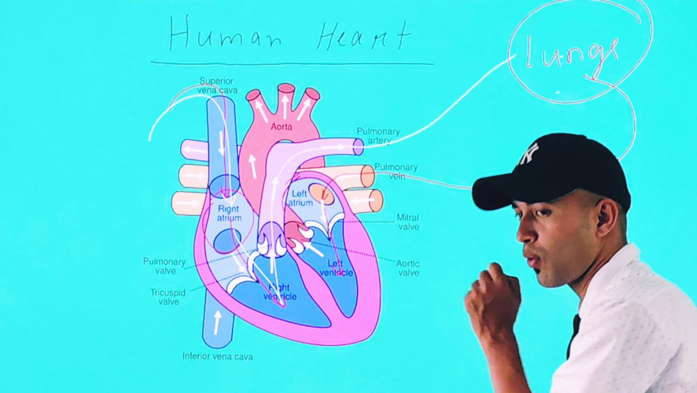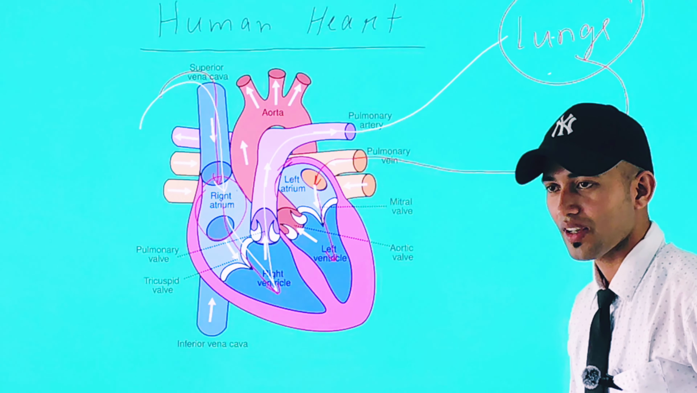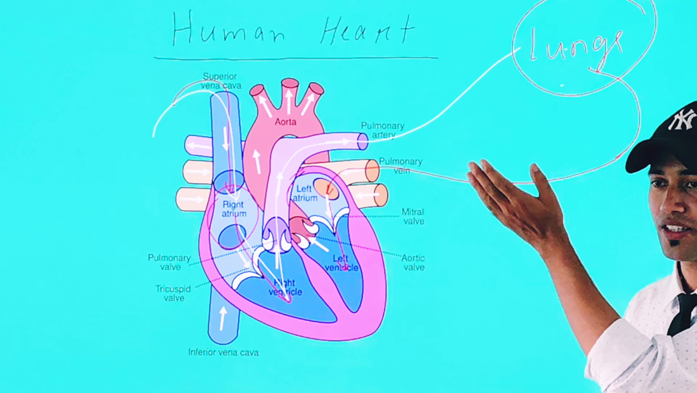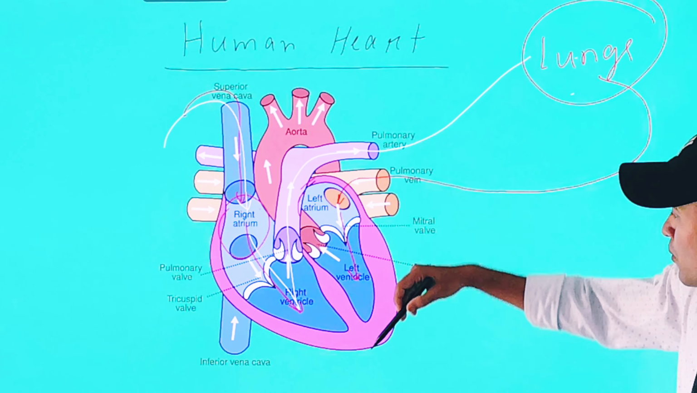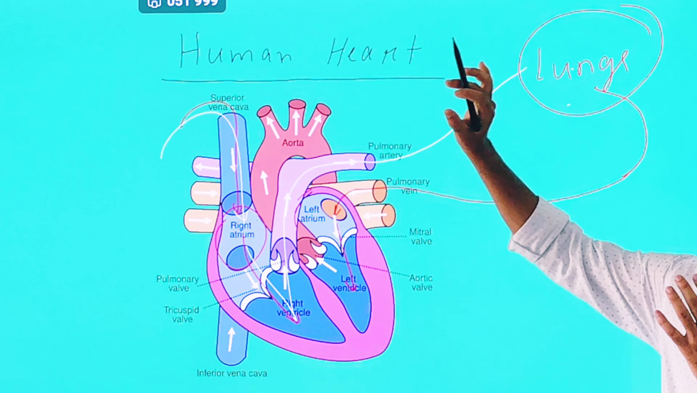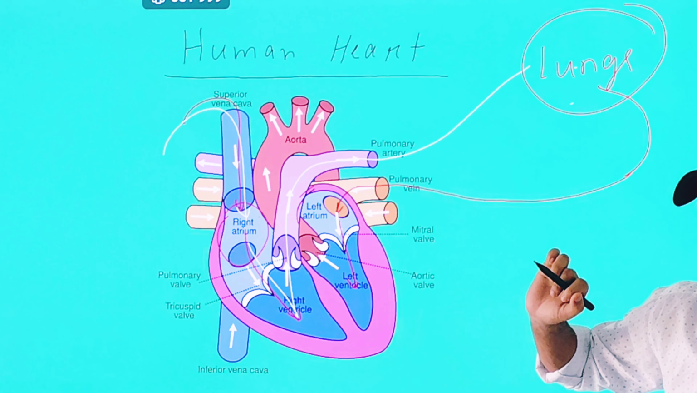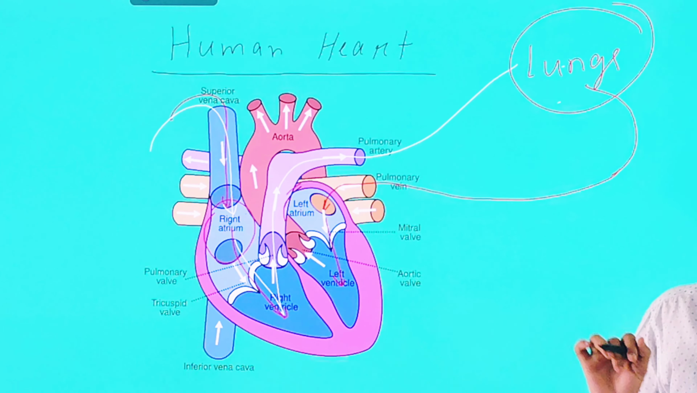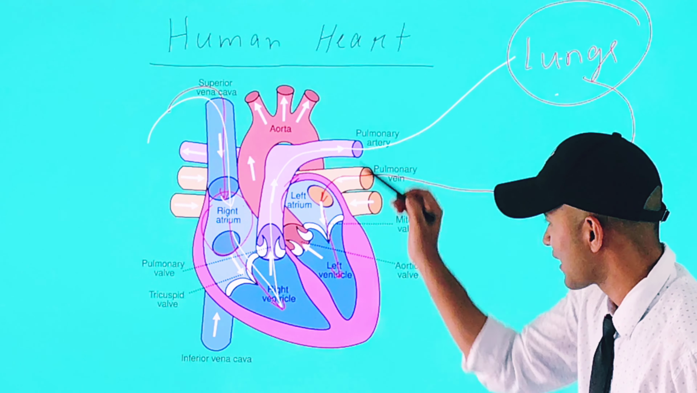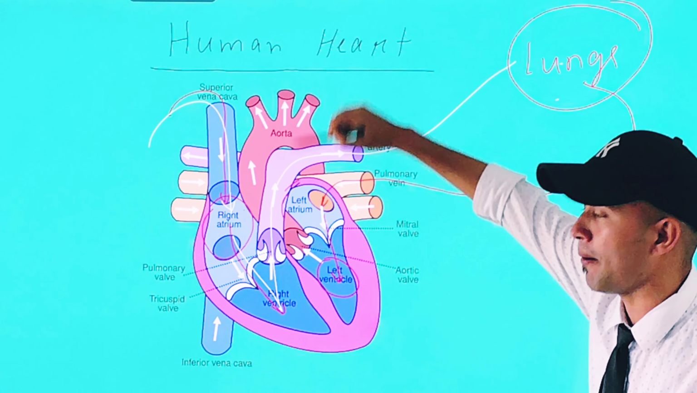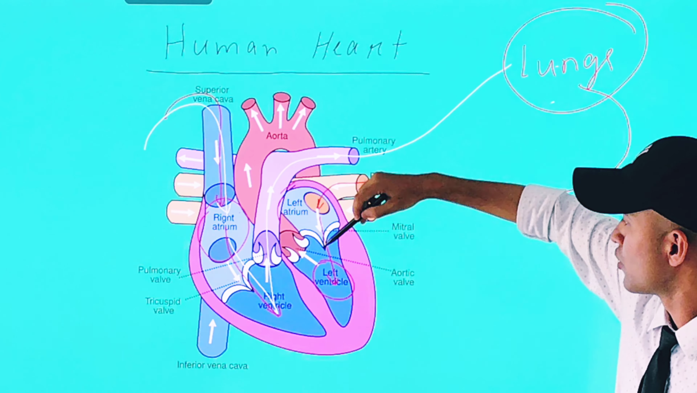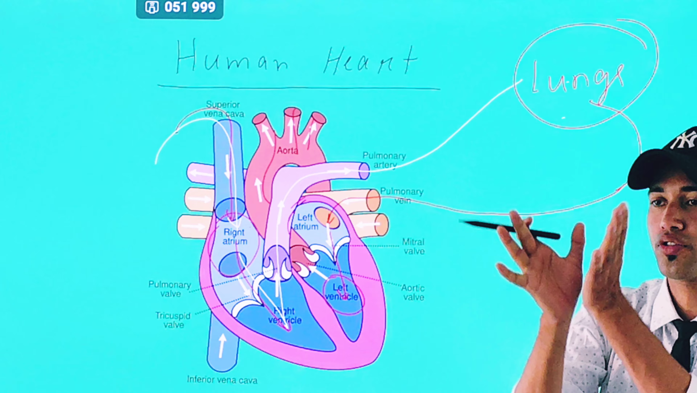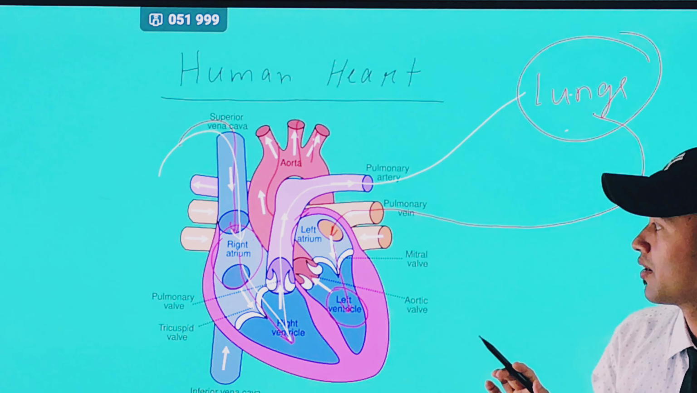Now the left ventricle, what does it do? The left ventricle will pump the blood, slowly or with force? With force. Why? Because that blood has to reach all the parts of our body. So that's why the left ventricle will pump the blood with force through the aorta, and through the aorta blood goes to all parts of our body. Clear?